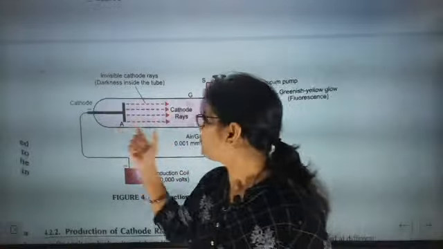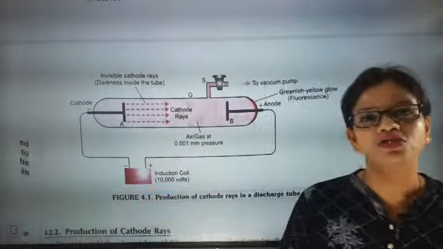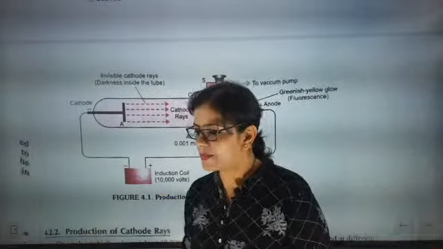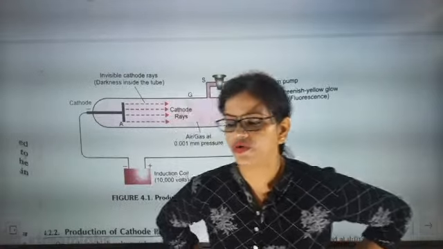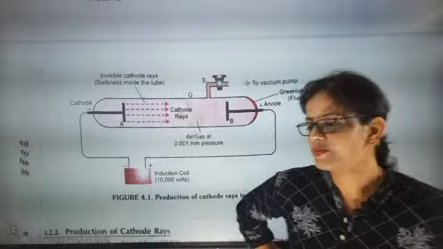After that we saw that a voltage of exactly 10,000 volt was applied, and a vacuum pump was there through which the pressure kept on getting reduced.